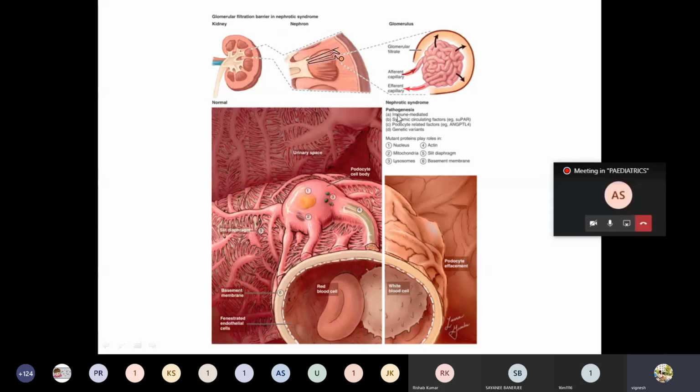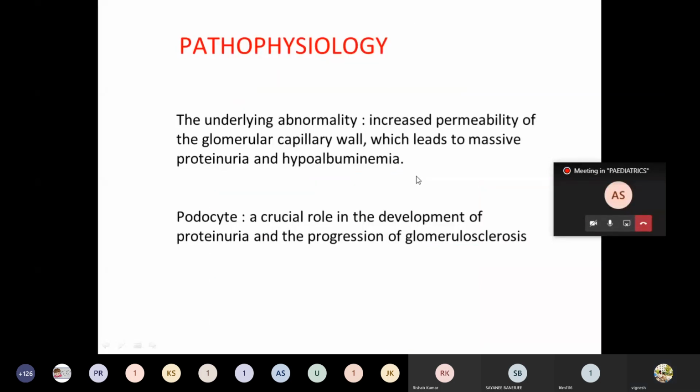What are the pathogens usually? It is immunomediated. I'll tell you later what it is. Systemic circulating factors are also responsible for damage to this basement membrane. Podocyte related factors, ANGPTL4, are responsible for causing gaps in the Bowman's capsule, I mean basement membrane. There are also some genetic variations. These are the commonest pathogenesis we are considering.